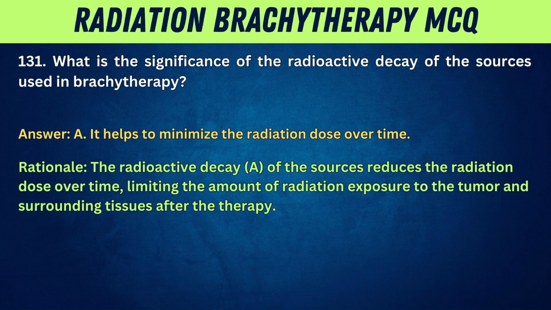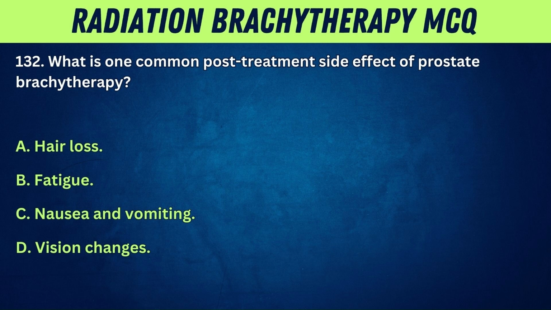Rationale: the radioactive decay, A, of the sources reduces the radiation dose over time, limiting the amount of radiation exposure to the tumor and surrounding tissues after the therapy. 132. What is one common post-treatment side effect of prostate brachytherapy? A, hair loss. B, fatigue. C, nausea and vomiting. D, vision changes.